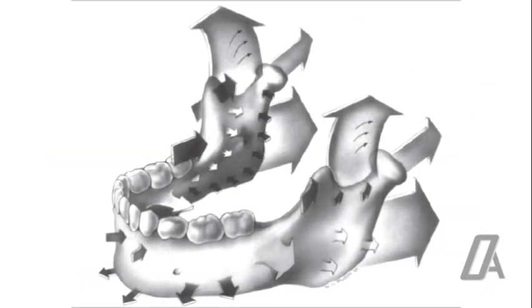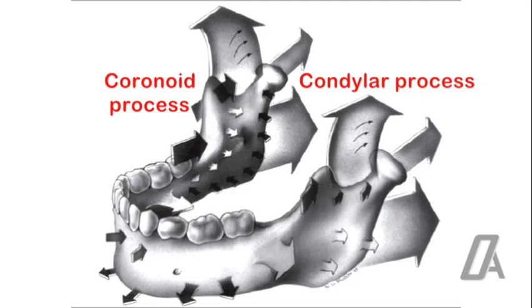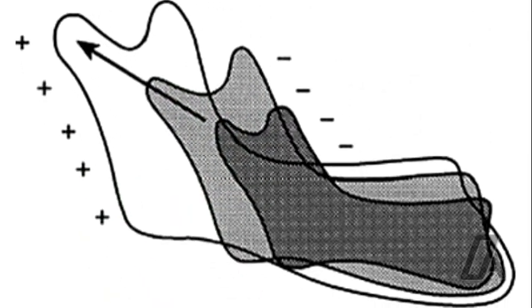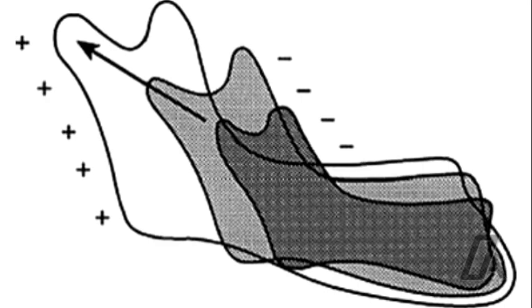The condylar and coronoid processes of the mandible play pivotal roles in its forward growth. The condylar process, located at the posterior aspect of the mandible, articulates with the temporal bone in the temporomandibular joint, TMJ. Growth and remodeling at the condylar process contribute to the forward projection of the mandible, allowing for the development of the lower part of the face.